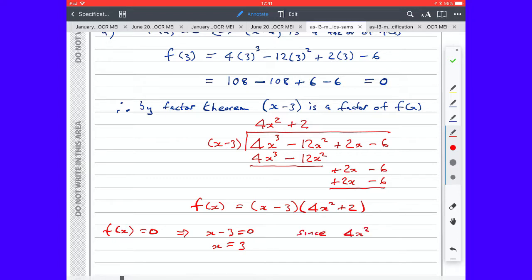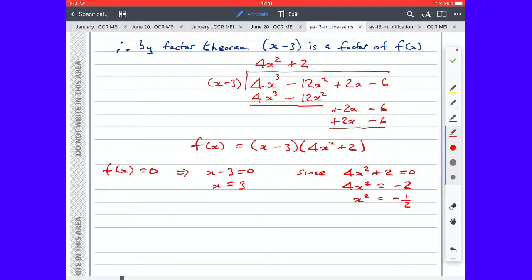since 4x squared plus 2 equals 0, 4x squared would be minus 2, x squared would be minus 2 divided by 4, which is minus a half. And that has no roots, or let's say no real roots. Therefore, x equals 3 is the only real root of f(x) equals 0.